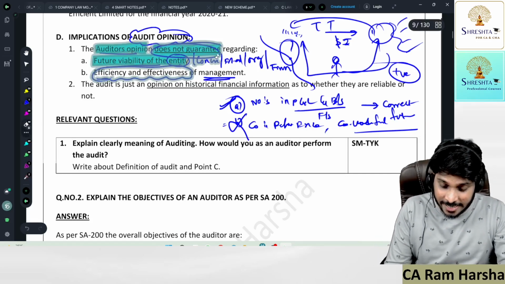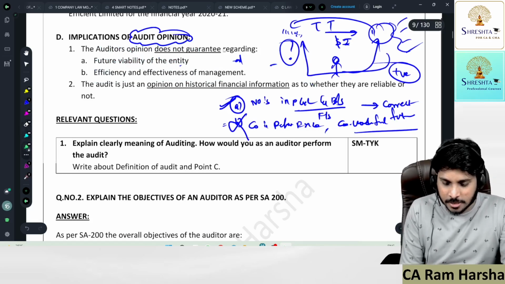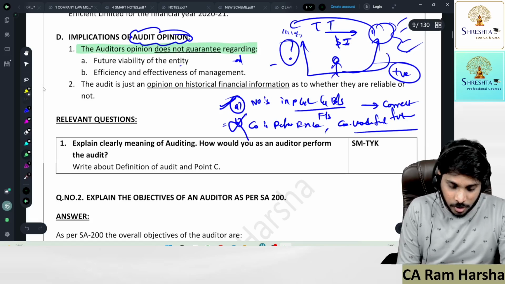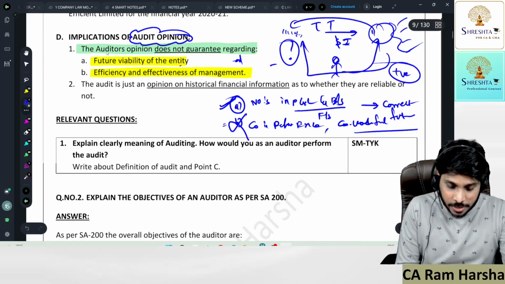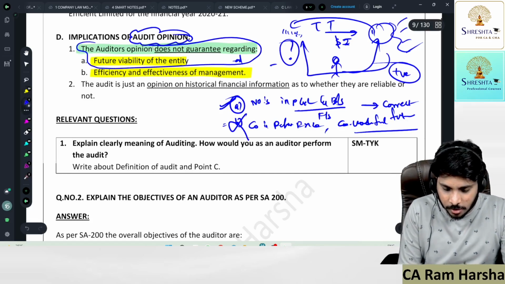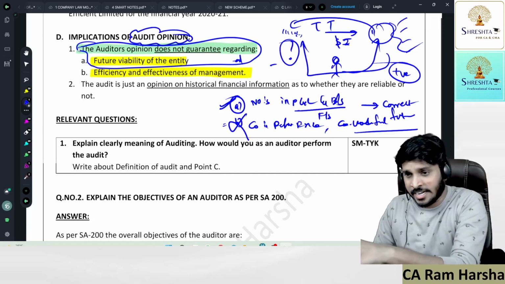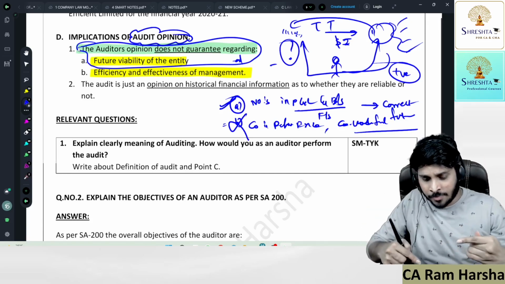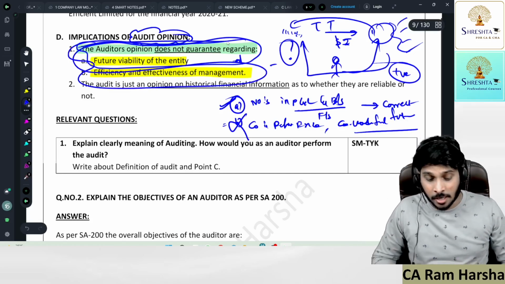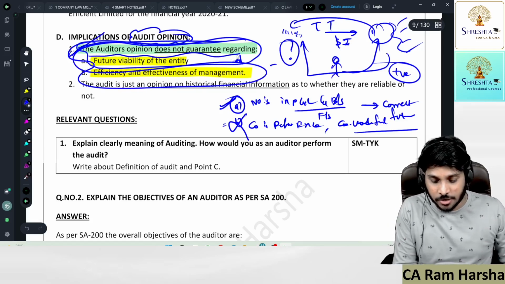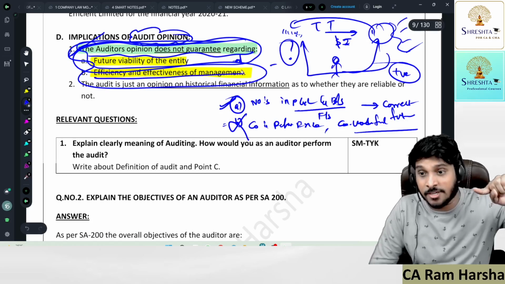Now, here is one reading technique I will tell you, very important. When there is a point like this and below that there are two subpoints, how should you read? You should read the main point and the first subpoint together. The auditor's opinion does not guarantee regarding future viability of the entity. Then how should you read? Read again the main point and the next subpoint together. The auditor opinion does not guarantee regarding efficiency and effectiveness of the management.